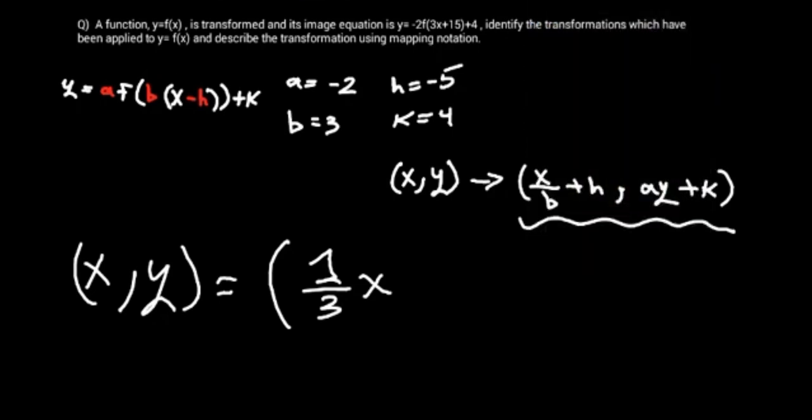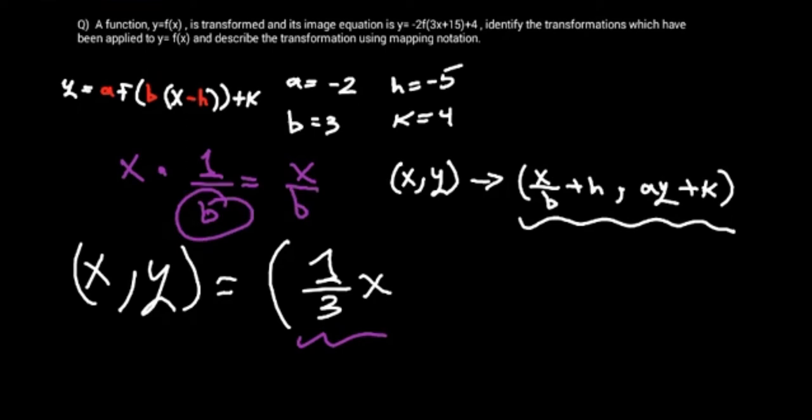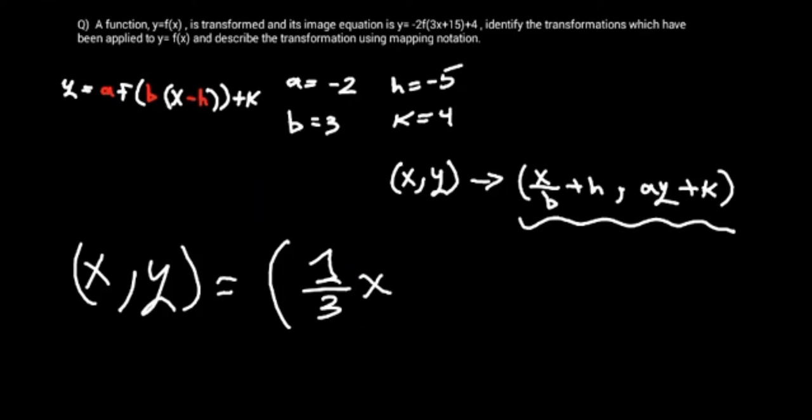3x. I'll change the colors so I can explain this. So an explanation to this is when you say x times 1 over b, that equals x over b. And that's exactly what we want. So when you plug in the 3 here, it becomes 1 over 3x. When there's no sign here, that means it's multiplied. Let's continue. h is a negative value, so we put negative 5, comma. a is negative 2, y plus 4.